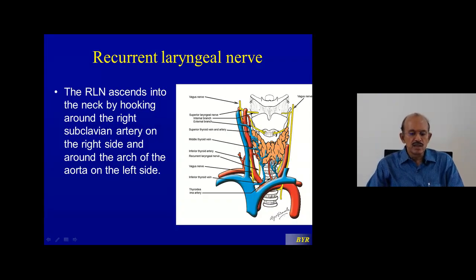Then what do you call that nerve? If it doesn't come below the neck and then ascend upwards, if it comes straight from the vagus and goes directly laterally, medially to enter the larynx, then what do you call that particular nerve? Then it is not called the recurrent laryngeal nerve, but it is a laryngeal nerve. Yes, very good. That is called the non-recurrent laryngeal nerve.